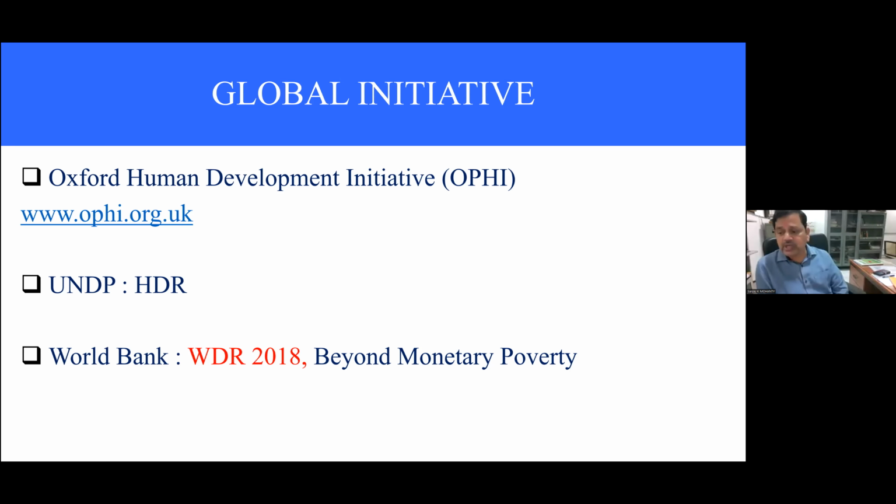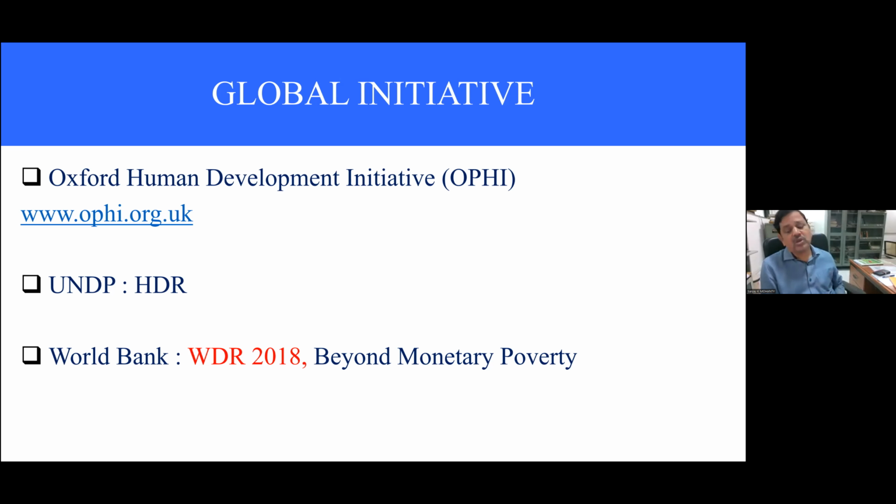You can also see that OPHI results are usually provided as estimates, and they are being disseminated by the UNDP. If you have seen the Human Development Report, in the technical pages you can find the estimate of poverty for different countries, and for the last five years or more, these estimates are being published. Even the World Bank, which focuses more on monetary poverty, has acknowledged the role of multidimensional poverty.